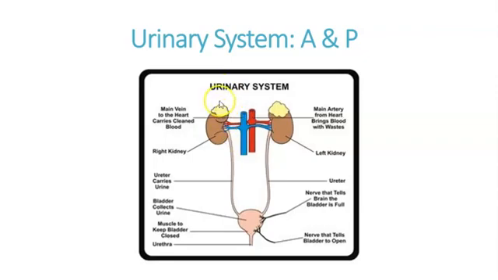These little yellow bumps that we see here that are sitting on top of the kidney, those are actually your adrenal glands. And the adrenal glands we're going to discuss a bit more in the endocrine section.